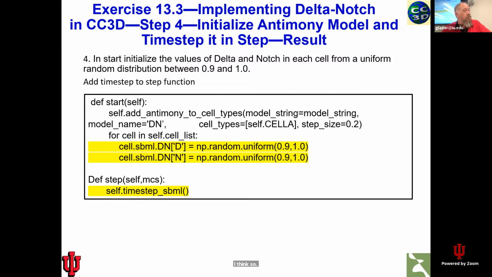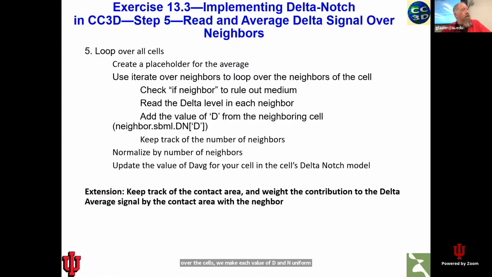Here's some code for it. We add the model, we iterate over the cells, we make each value of D and N uniform random between 0.9 and 1. In the step function, we time step them all. Okay, the next step is the one new step. This goes in the step function. And the algorithm is this.